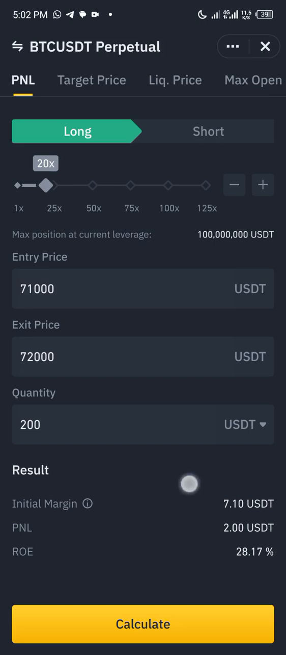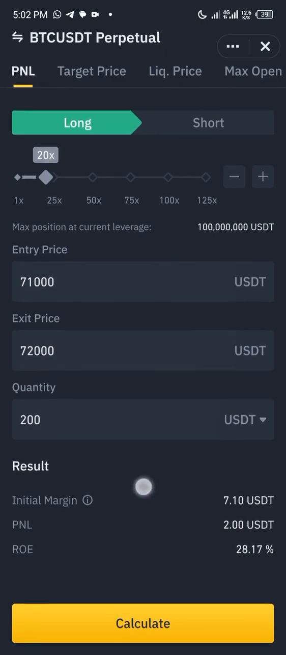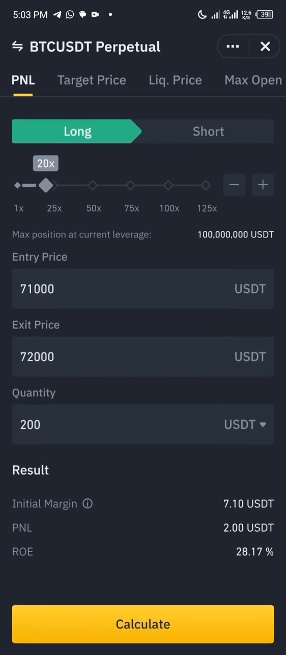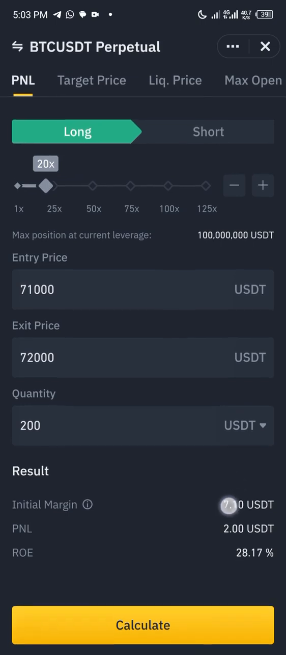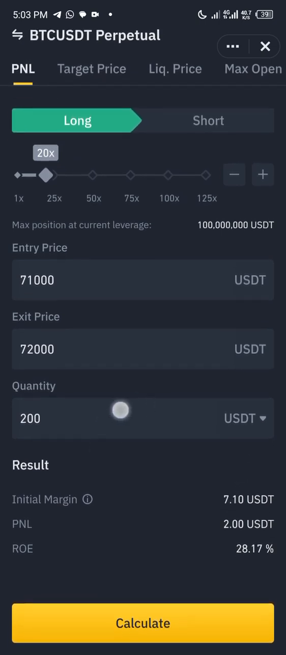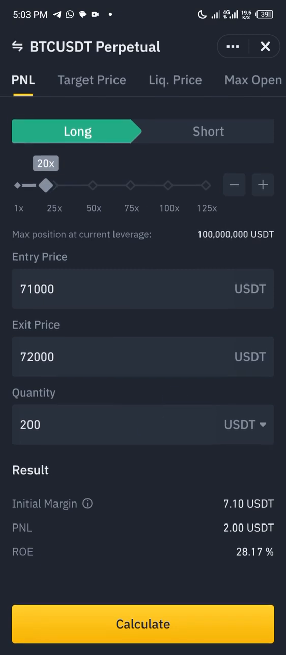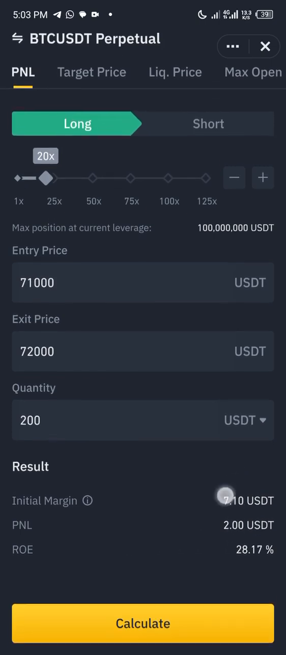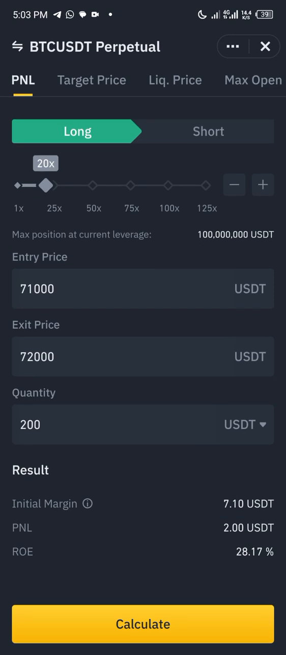So this right here is the initial margin. The initial margin is 7.10 USDT. This is the real money from me that I want to input. You can see that I input 200 USDT. This 7.10 USDT is the total amount from me, my personal money I inputted. And this P&L is the profit I'm going to make if the price of Bitcoin can reach up to this certain level. And this ROE is the return on investment I'm going to get, which is 28.17%. So that's how you calculate your profit.